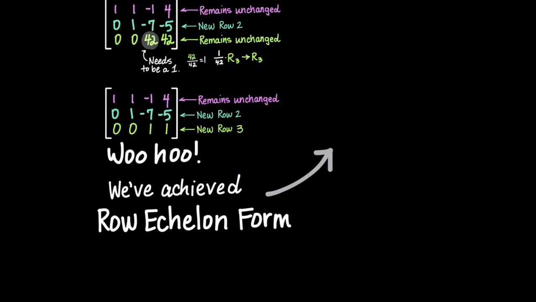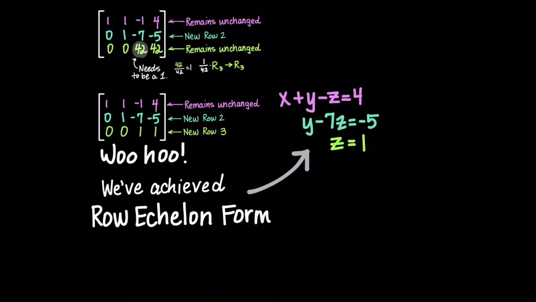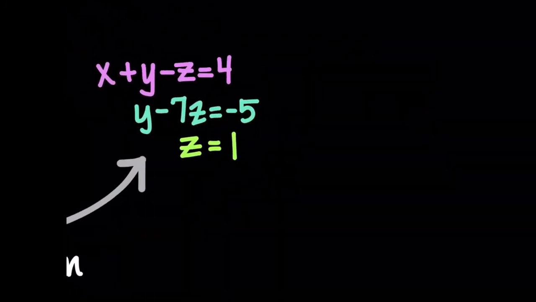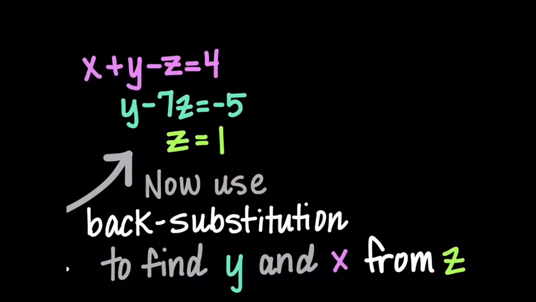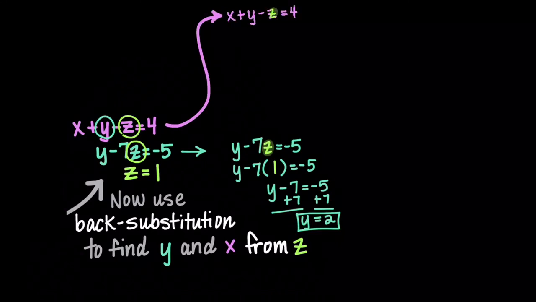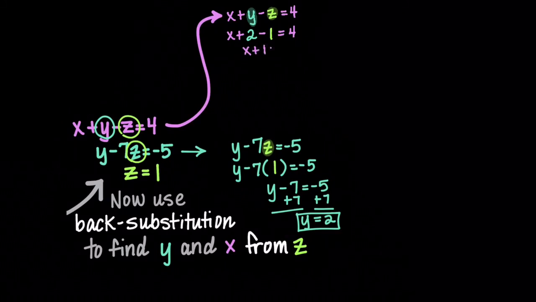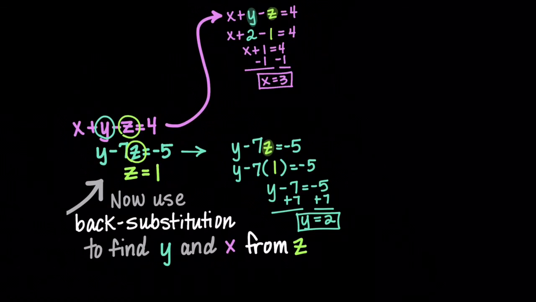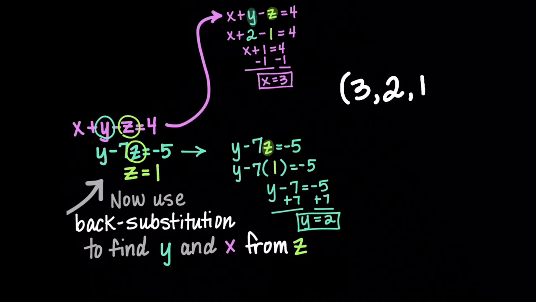Our equivalent system of equations is going to be x plus y minus z equals 4, y minus 7z equals 5, and z equals 1. Now we're going to use back substitution to find y and x from z. When we substitute z into the second equation, we will end up finding the value of y, which is 2. And then we can substitute the values of z and y into the first equation, and when we simplify, we get the value of x to be 3. So the solution to our system of equations is 3, 2, 1.